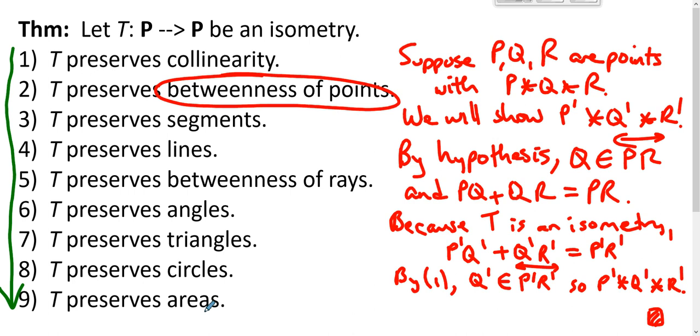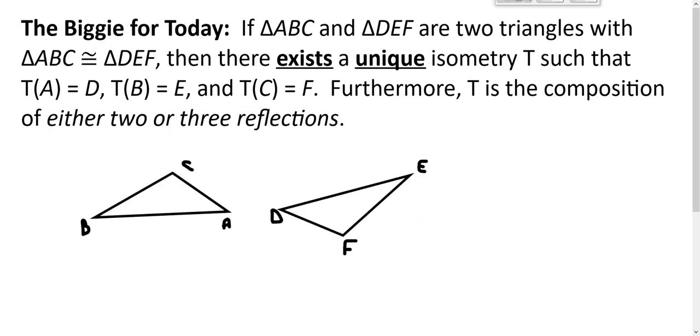All the proofs the rest of the way rely on the fact that this is an isometry and something from up above. That's why they are laid out in this order. It's pretty easy to see some of these things going forward. The real biggie for us in this lesson is the following. If you give me two congruent triangles, then there exists a unique isometry T that puts the one on top of the other. And by unique, here's the deal.